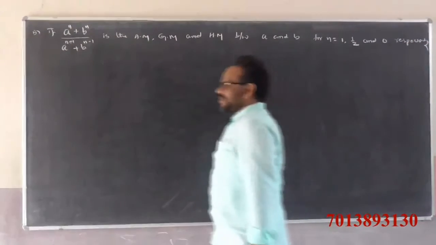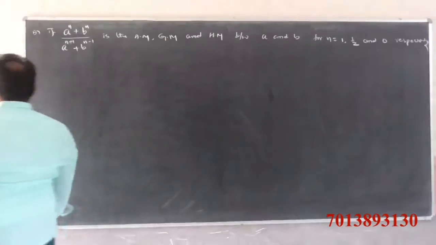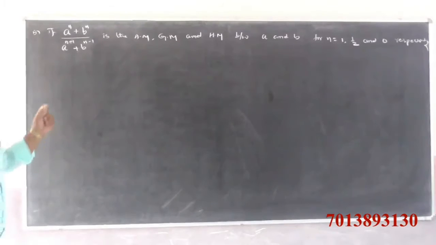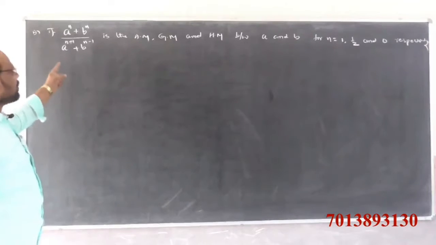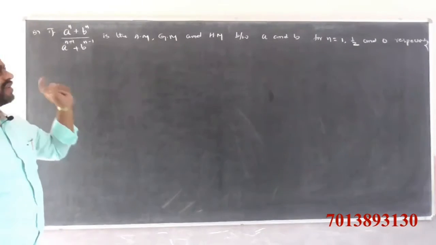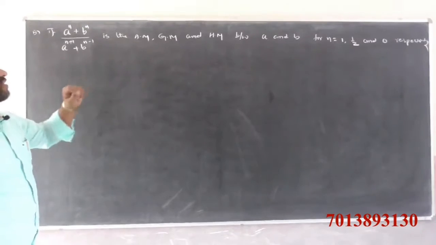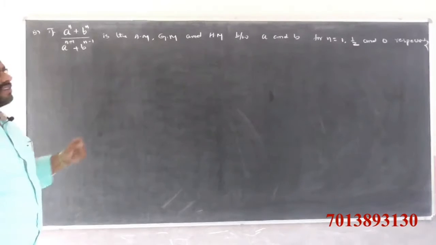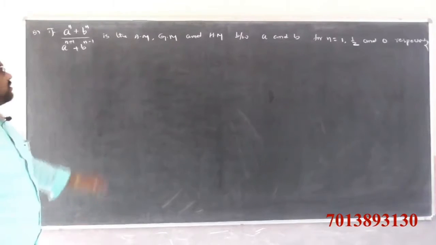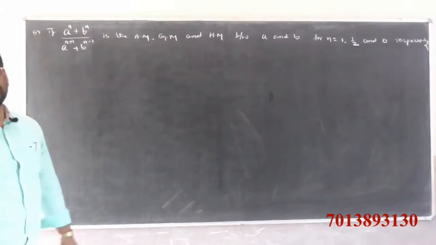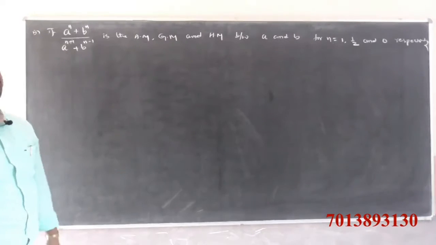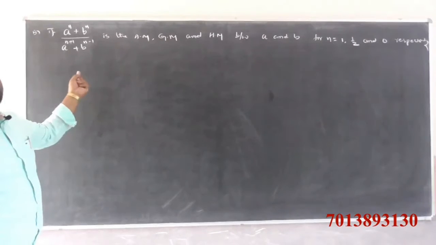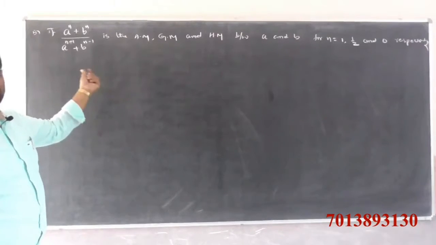This quantity, a to the power n plus b to the power n by a to the power n minus 1 plus b to the power n minus 1, represents the arithmetic mean if n is 1. Already we discussed this in the previous class. If n is 1 by 2, it represents the geometric mean. It represents the harmonic mean when n is equal to 0. Clearly, easily, we have to substitute n equals 1, 1 by 2, 0, and we get the answer.